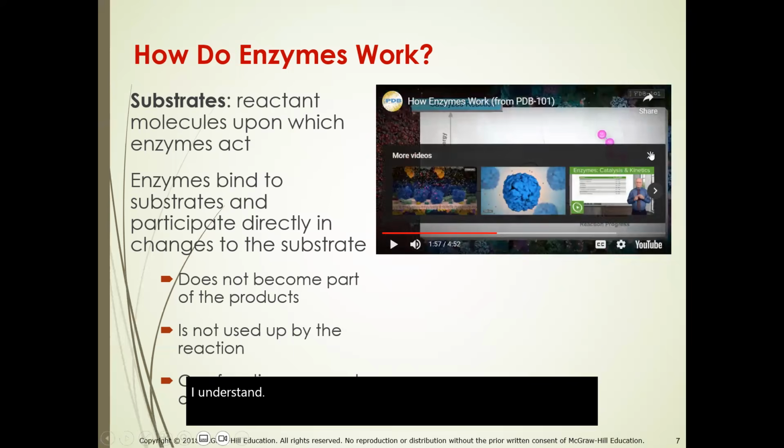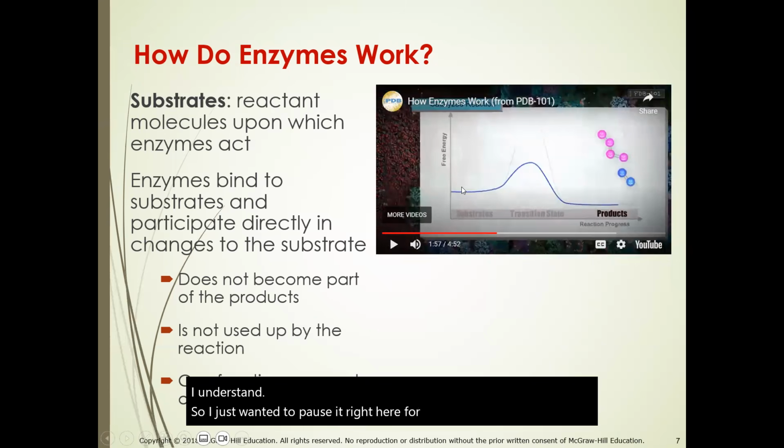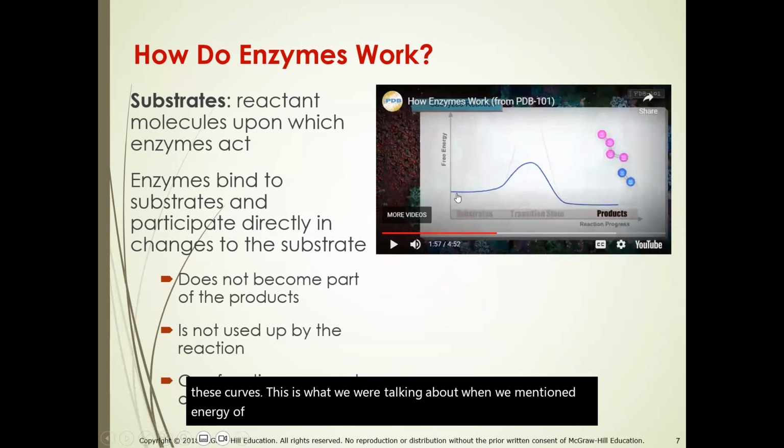So I just wanted to pause it right here for a moment just to point out these curves. This is what we were talking about when we mentioned energy of activation. So it requires some energy input to get those molecules past that transition state and to flow into whatever the products are going to be. When you have an enzyme present, it actually lowers the energy input that's required and helps to stabilize those reactions.